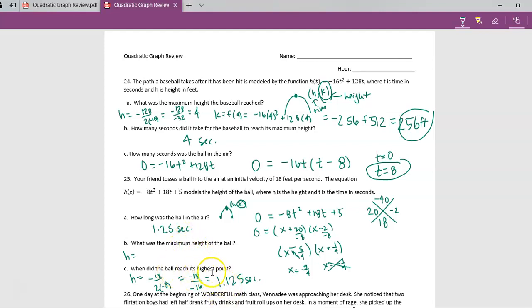And that max height can be found by plugging that 1.125 back into the function. So negative 8 times 1.125 squared, plus 18 times 1.125 plus 5. Okay, which if you combine all these things together is equal to 15.125. So the maximum height the ball reached would be 15.125 feet.